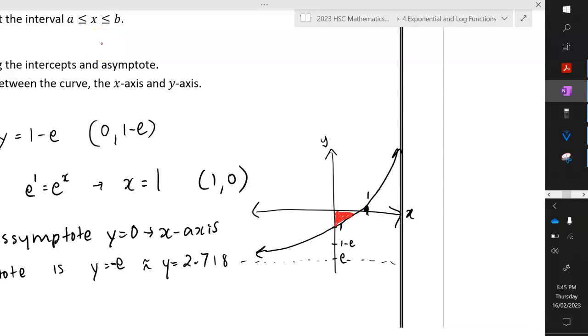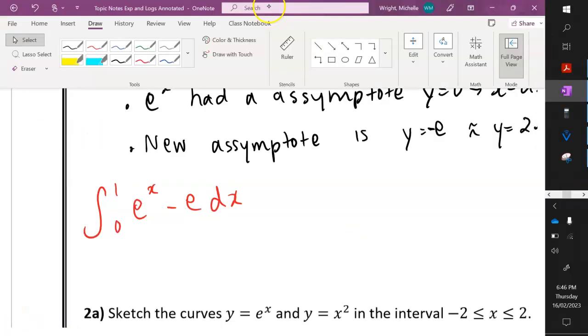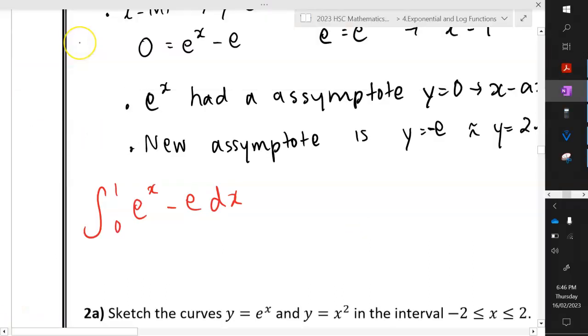So if we find the area under that curve, which is e to the x minus e, between the values of 1 and 0, that will give us the answer that we need. Okay, so let's integrate that. Because we've got an upper and lower limit, when we do integrate, we don't need our plus c, but we need to pop our square brackets and our upper and lower limits in there to substitute in.